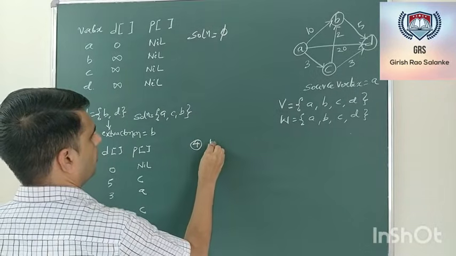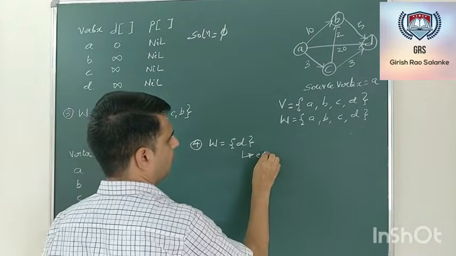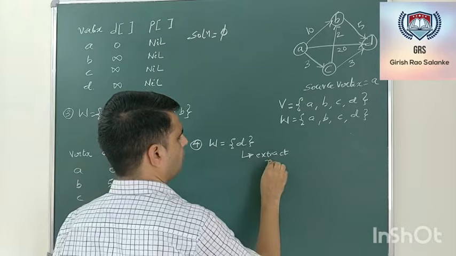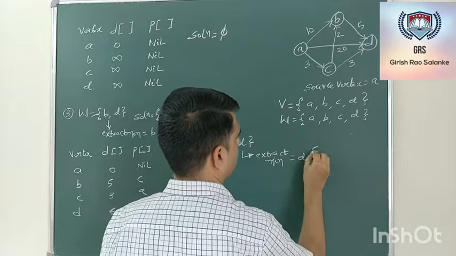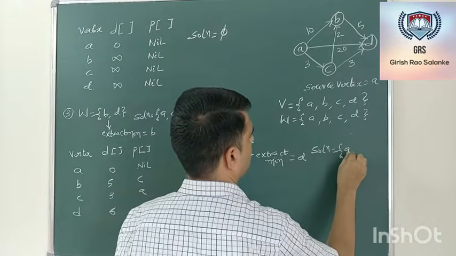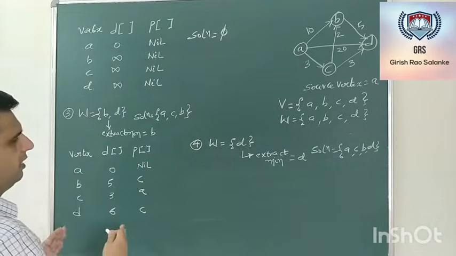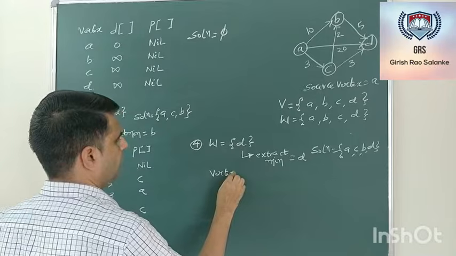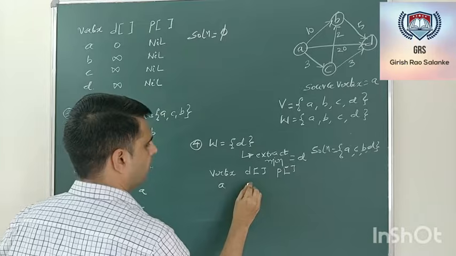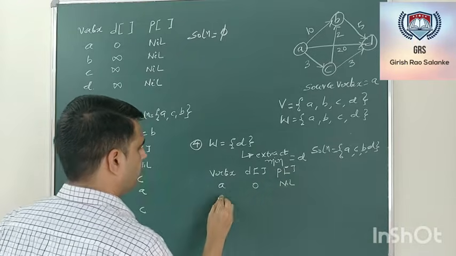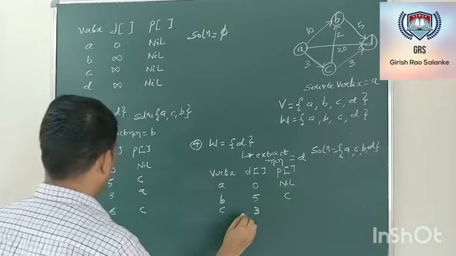In the fourth iteration, my W just has D. Now if you perform extract min, you will get D only, and your solution vector will be A, C, B and D. And this entire table remains as it is. Vertex, distance and parent. A to A is 0, nil. A to B is 5, parent is C. C is 3.